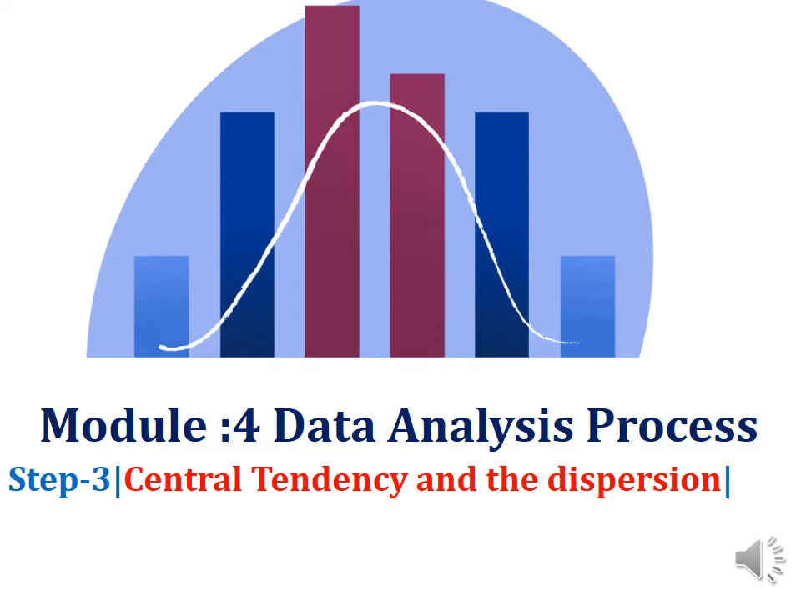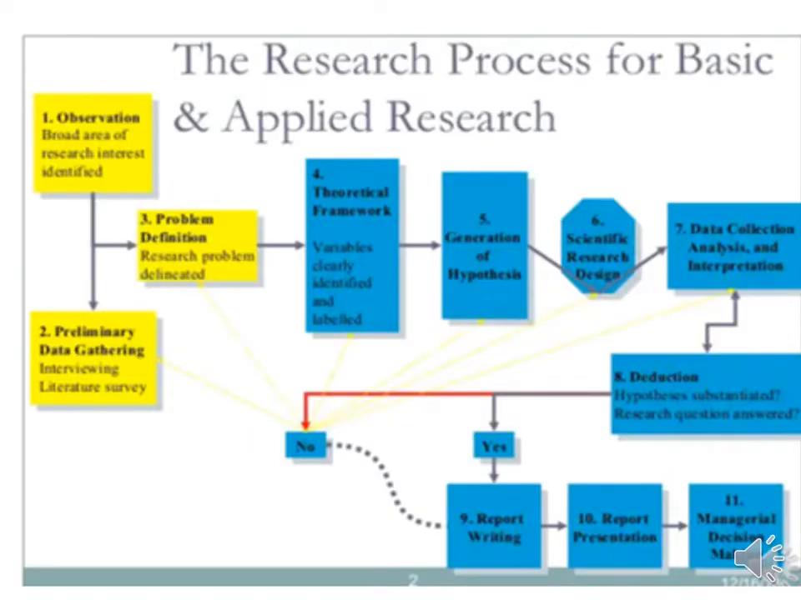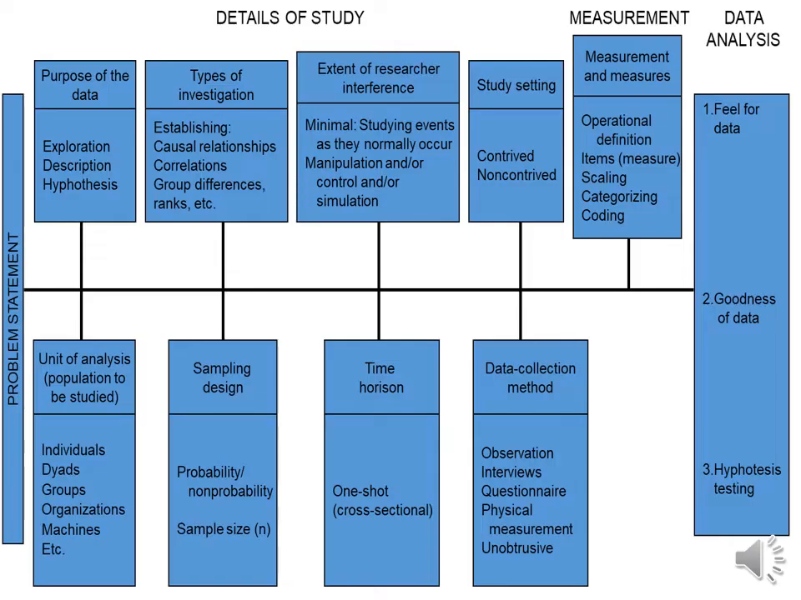Today we are going to discuss the data analysis process, step 3: central tendency and dispersion. As you know, the research process for basic and applied research has 11 steps, and we are still working on the scientific research design. After completing the module on scientific research design, we already discussed the different boxes.